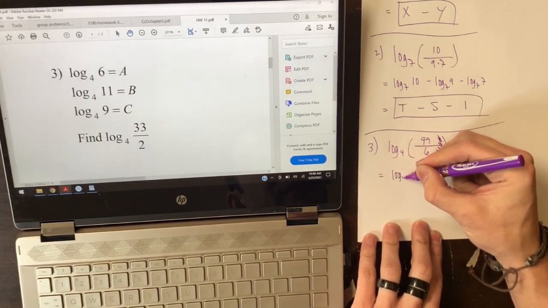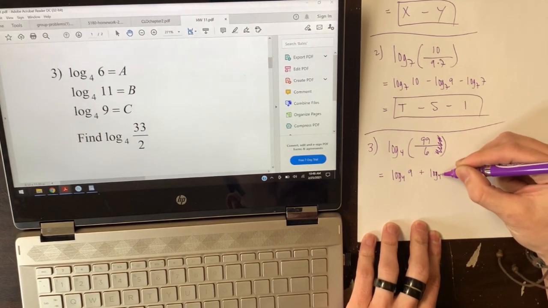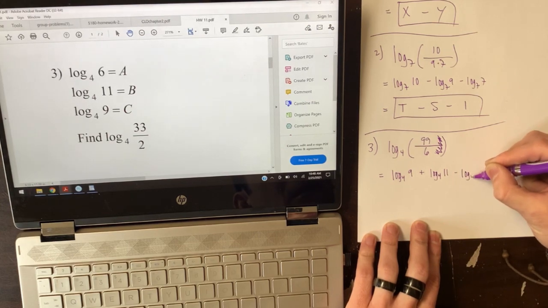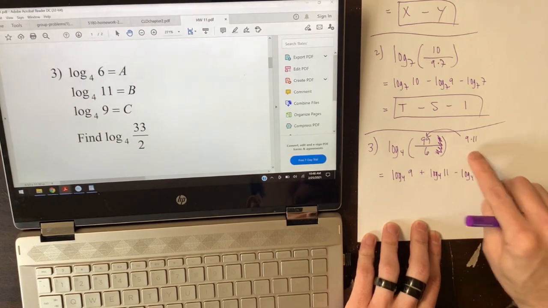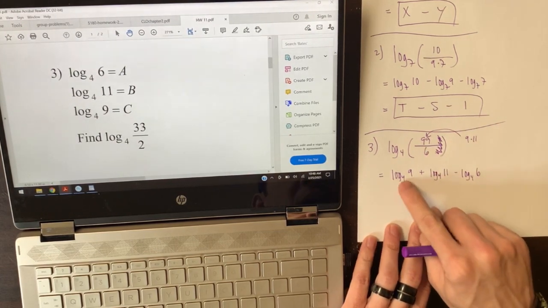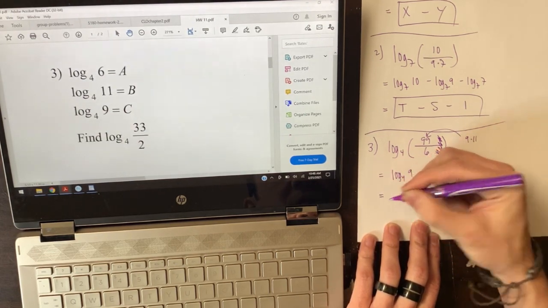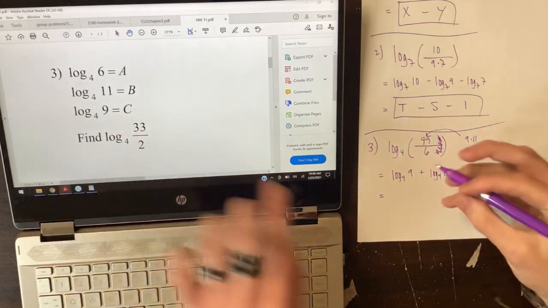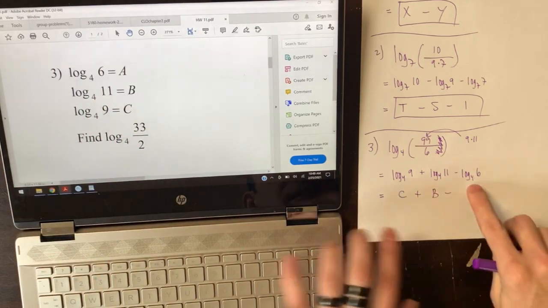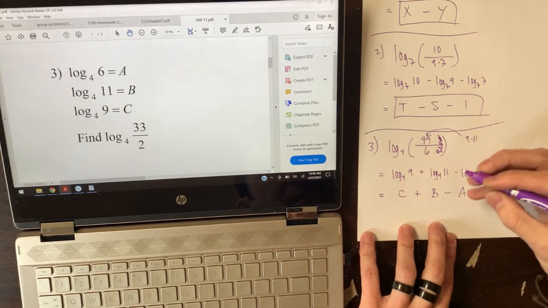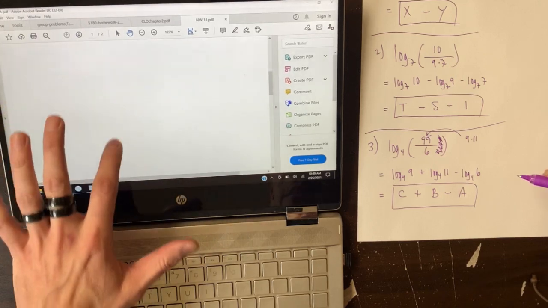So this would be log base 4 of 9 plus log base 4 of 11 minus log base 4 of 6, because of course 99 is 9 times 11. And 9 and 11 are from the top, so they're both positive. The 6 came from the bottom, which is why it's negative. And we're done, right? Because log base 4 of 9 is C plus log base 4 of 11 is B, take away log base 4 of 6 is A. So C plus B minus A, is that what they got for their answer key for number 3?